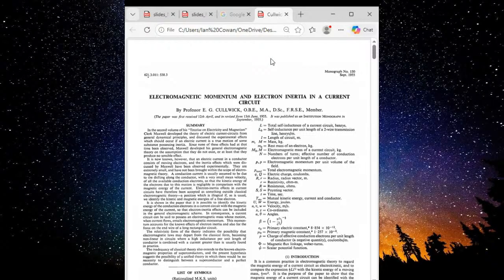This momentum accounts for the known effects of electron inertia and also for the force on the end wire of a long rectangular circuit. The relativistic form of the theory indicates the possibility that electromagnetic laws may depart from the classical form, becoming nonlinear in circuits where a high inductance per unit length of conductor is combined with a current greater than is usually found in practice. The inadequacy of the classical theory also extends to the known electromagnetic properties of superconductors, and the present hypothesis suggests the possibility of a unified theory in which there would be no necessity to distinguish between a superconductor and a perfect conductor. Okay, that's the summary.